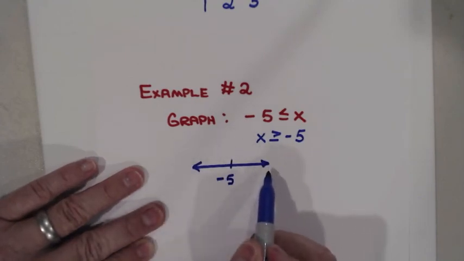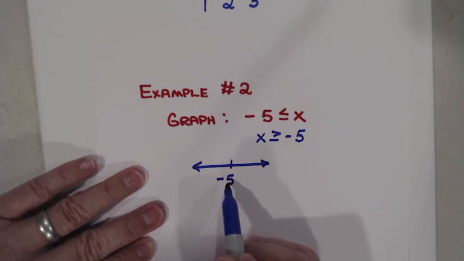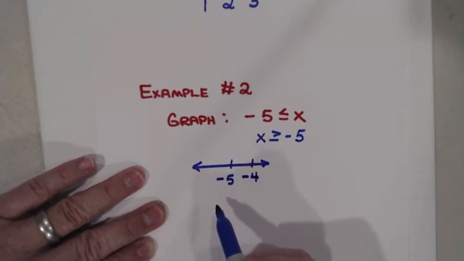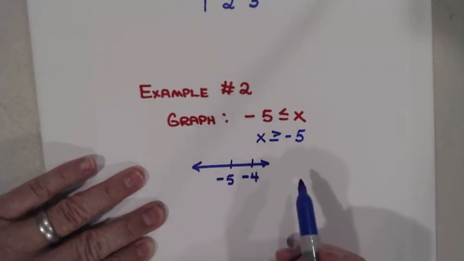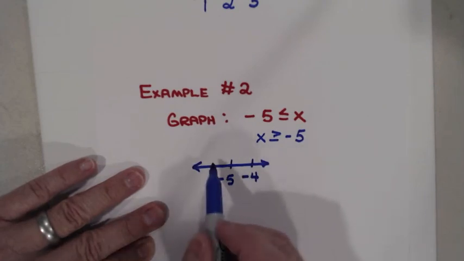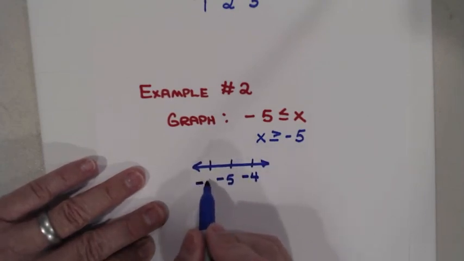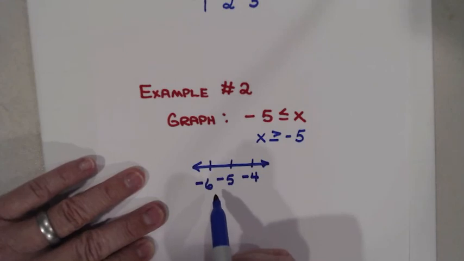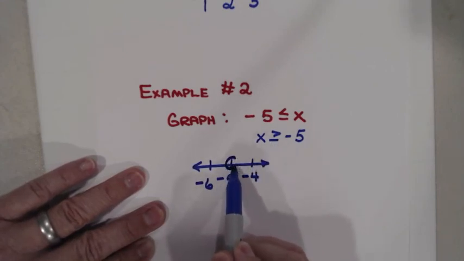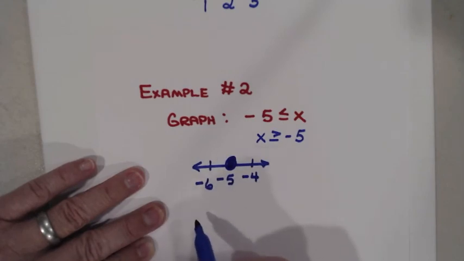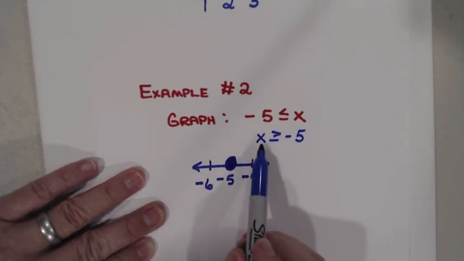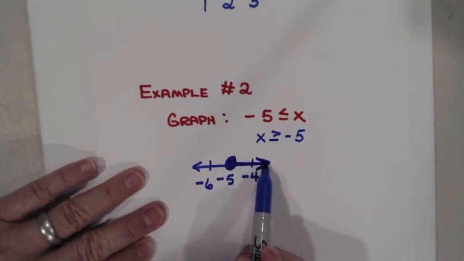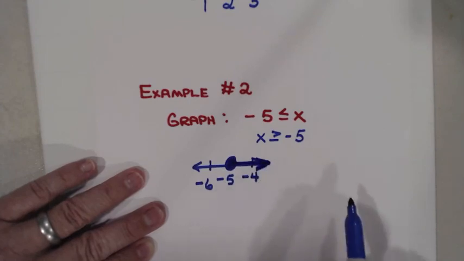Numbers over here on this side are bigger. What's bigger than -5? -4 is bigger. Negative numbers are just the opposite of positive numbers, so the number line is going to look a little different. What is less than -5? -6. Then I need to see if I need to put an open circle or a closed circle. I look at my symbol, I put a closed circle because what it's telling me is -5 is an answer. And I need to graph everything that's greater than -5. That would be all the numbers in this direction right here. All those numbers are greater than -5.